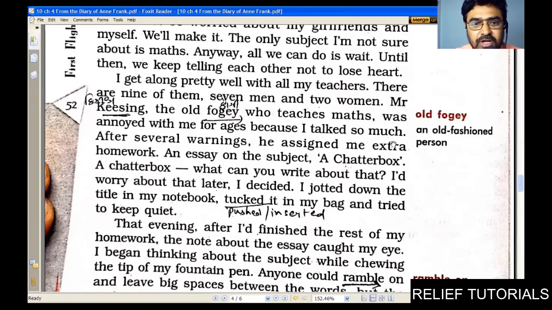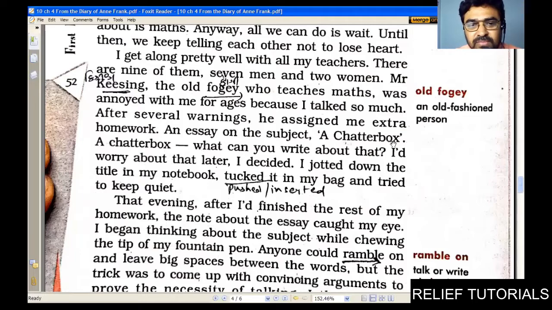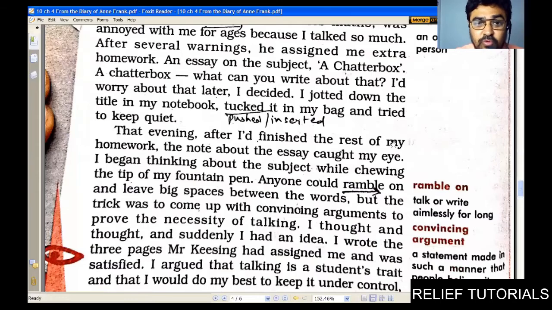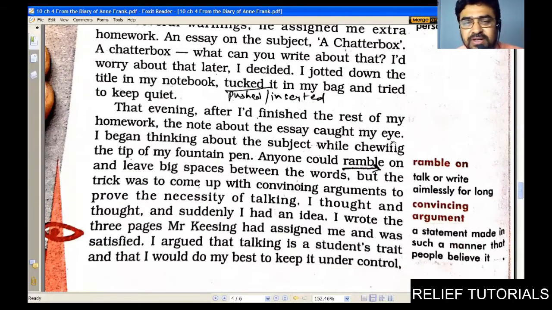"I would worry about that later, I decided." "I jotted down the title in my notebook and tucked it in my bag." She just wrote down the title at the top, then put it in the bag, thinking she would do it later. So she pushed it dejectedly in her bag and tried to keep quiet. She is now musing what to do. "That evening, after I had finished the rest of my homework, the note about the essay caught my eye." That is, she was again reminded that she has to write that essay.